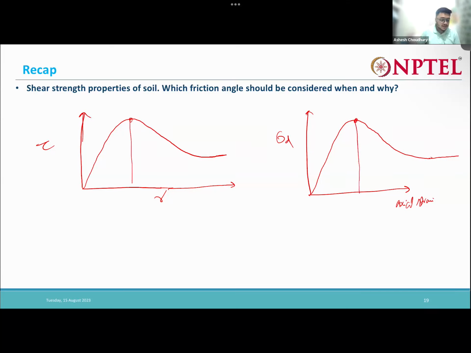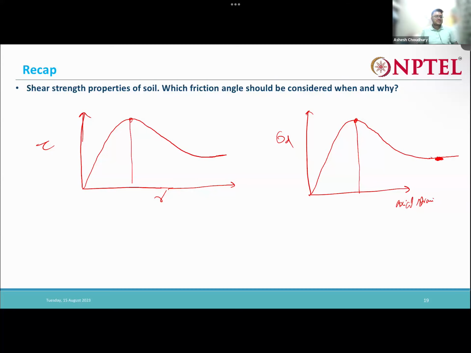Okay, and for shallow slopes and for soft soils, or for structures on soft soils, what will happen? A large amount of strain actually takes place. Shallow slopes, the soil is weak. For structures constructed on soft soil, there is a tendency for a large amount of strain to get mobilized. So hence, we use the residual value.